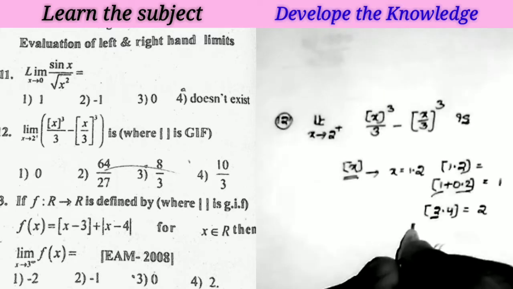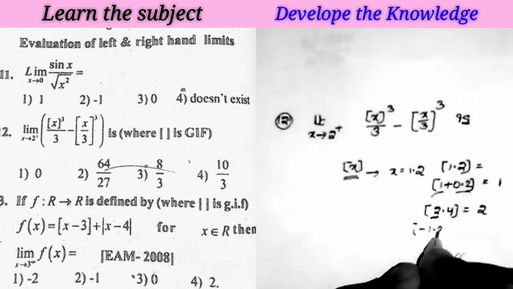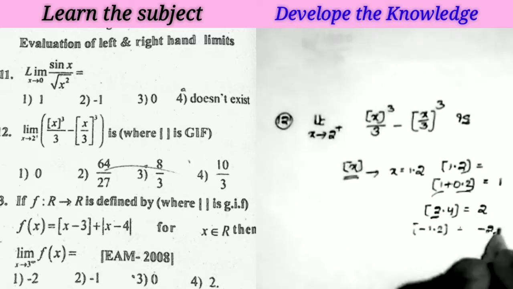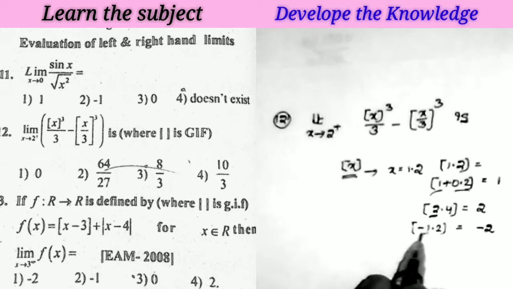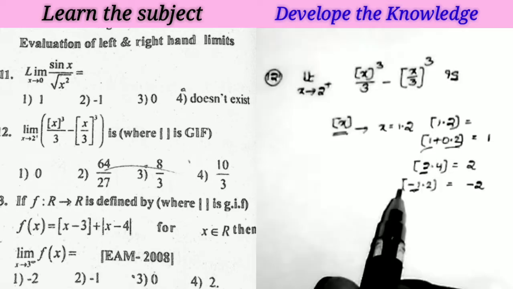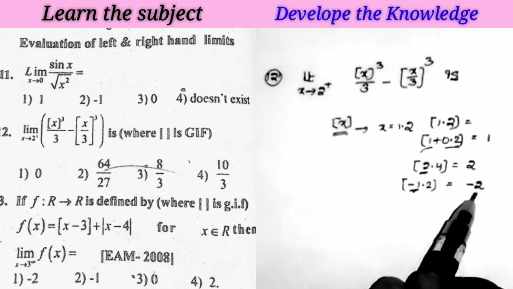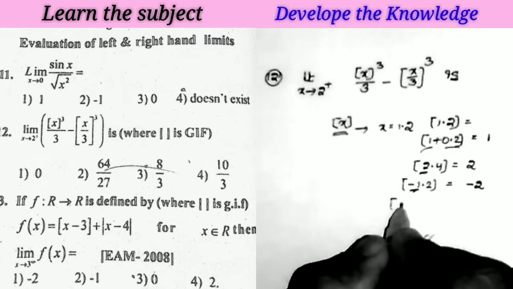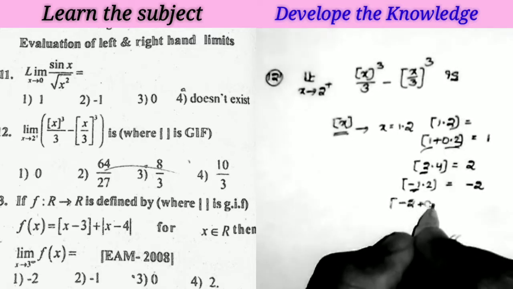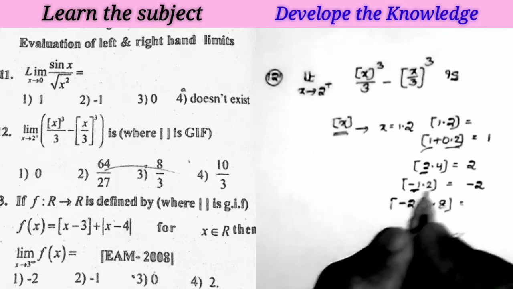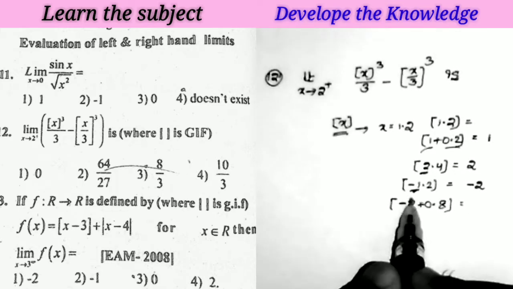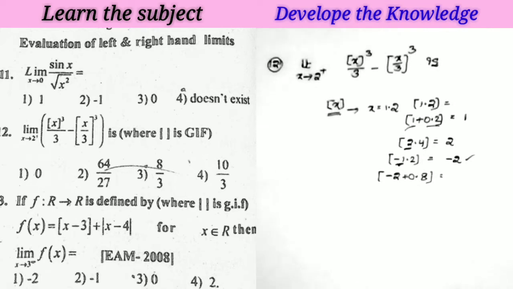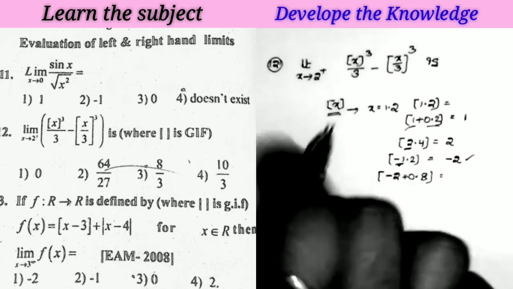What about the negative values? For example, minus 1.2. Step of minus 1.2 is equal to minus 2. In the case of negative numbers we don't take the integer part directly; we subtract one, that is minus 1, minus 2. This is taken as minus 2 plus 0.8, which is equal to minus 1.2. The greatest integer involved in this number is minus 2. This is all about the step function, or greatest integer function. So this is the definition.